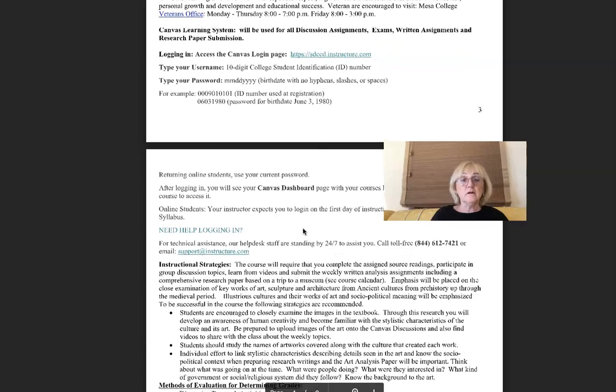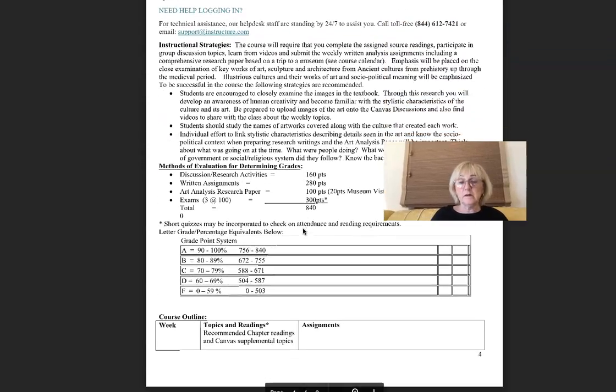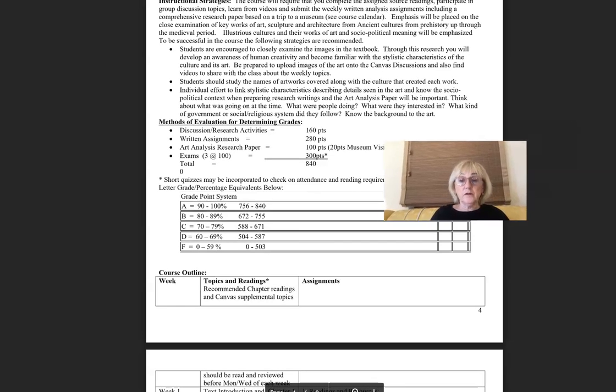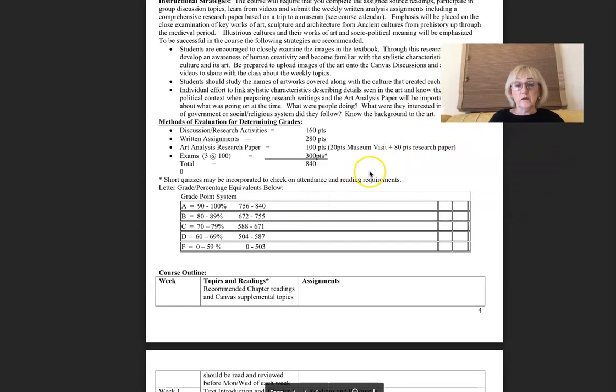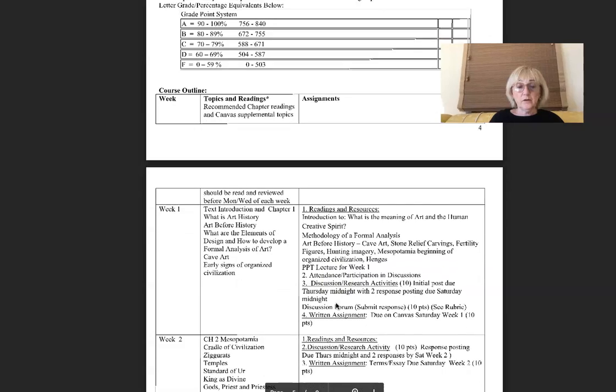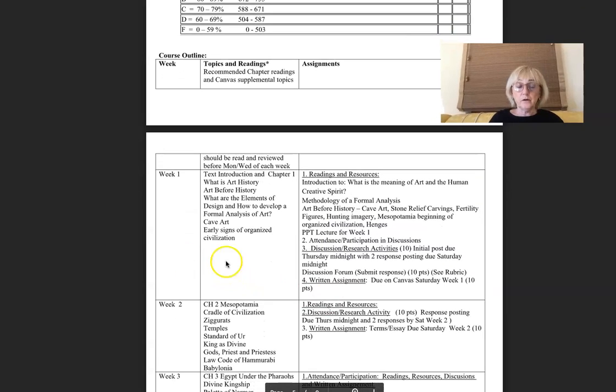Once again, how to log into Canvas is there, as well as in the district site. The points for each assignment are listed there, how your grades will be graded, and then of course the final grade breakdown is here. There's a course outline. Each week the readings and resources are listed on the left-hand column with the assignments on the right.